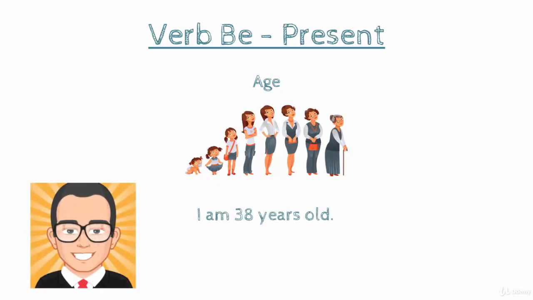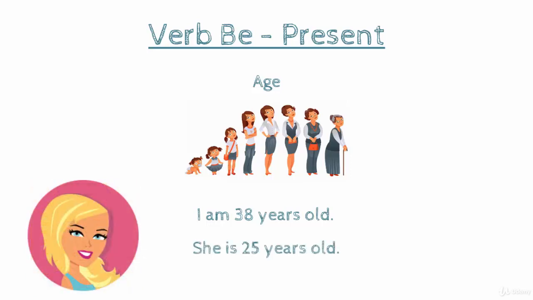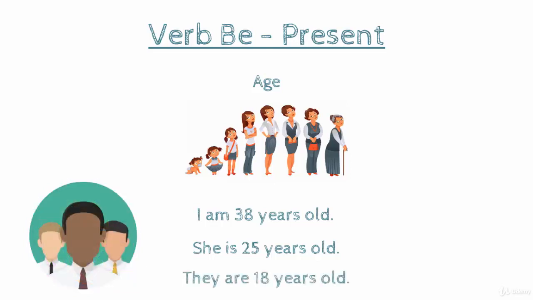We can talk about age. I'm 38 years old. Repeat after me. I'm 38 years old. She is 25 years old. They are 18 years old.